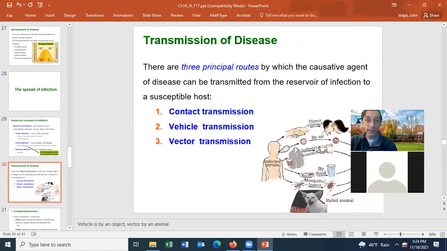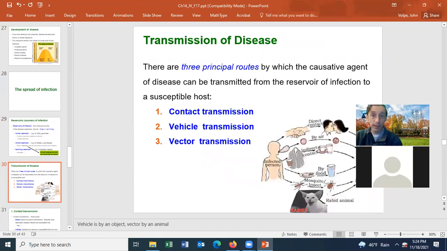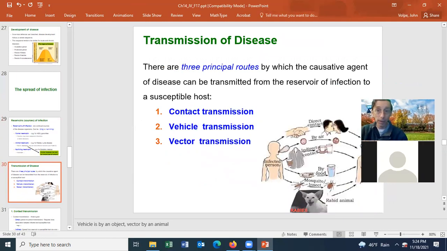The transmission of disease can happen by three principal routes by which the causative agent of disease is transmitted from the reservoir to a susceptible host. There's contact transmission, such as kissing or a handshake. Vehicle transmission, that is transmission by an object. And then there's vector transmission, transmission by an animal.